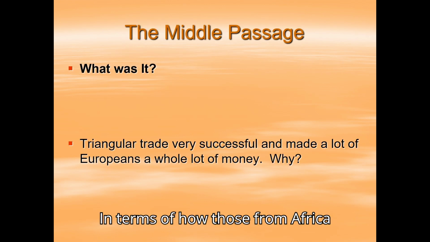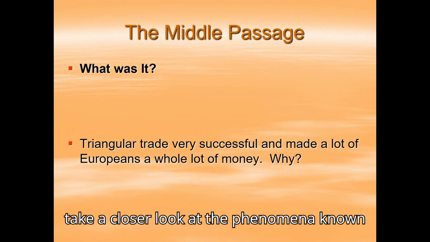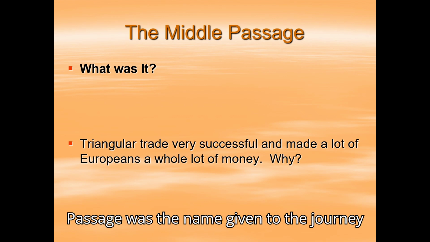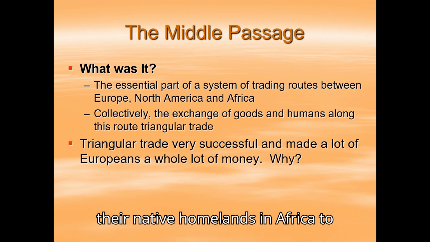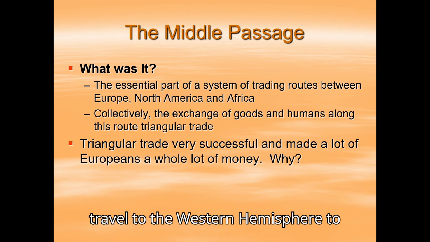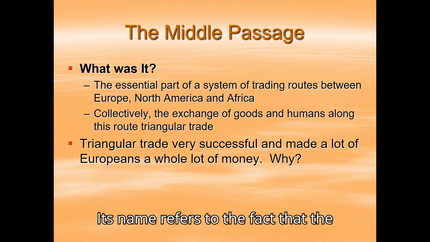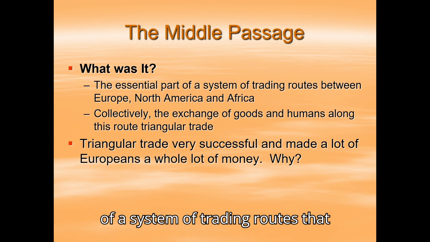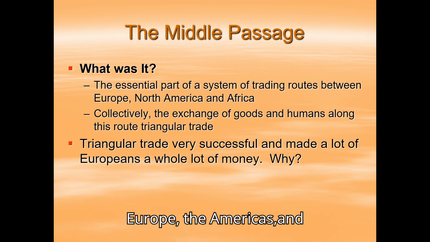In terms of how those from Africa made their journey to America, we will take a closer look at the phenomenon known as the Middle Passage. The Middle Passage was the name given to the journey made by those who had been taken from their native homelands in Africa to travel to the Western Hemisphere to ultimately become enslaved. Its name refers to the fact that the slave trade was at the center of a system of trading routes that crisscrossed the Atlantic and connected Europe, the Americas, and Africa.